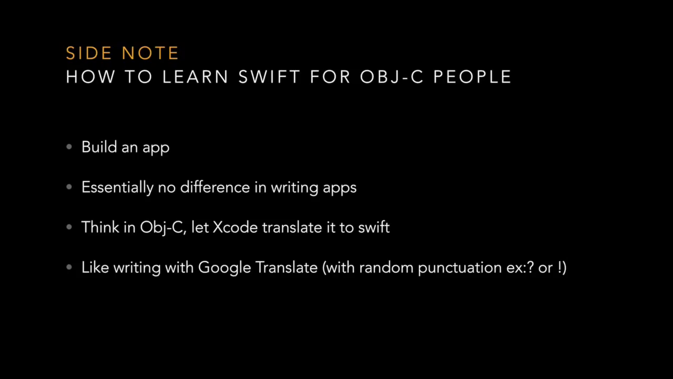Cool. So, how to learn Swift for Objective-C people. And this was purely based on my experience. Forget reading any documentation. Just build an app and use Xcode to translate your code. So, randomly write, kind of guess what the function name would be, and then let Xcode figure it out for you. So, it's kind of like writing with Google Translate. Swift also has a few strange things in terms of question marks like optionals or typecasting. These are random punctuation. You can pretty much ignore it for the most part and just let Xcode deal with it.